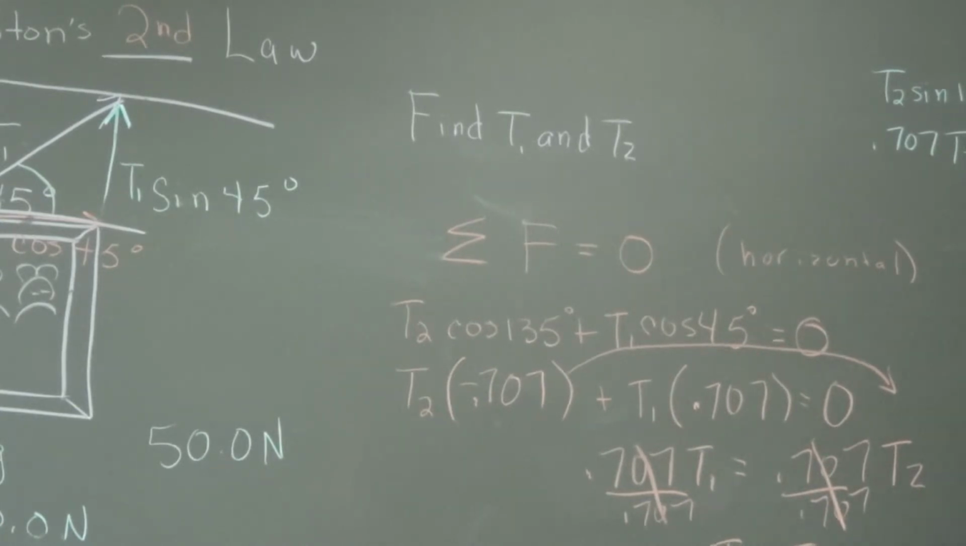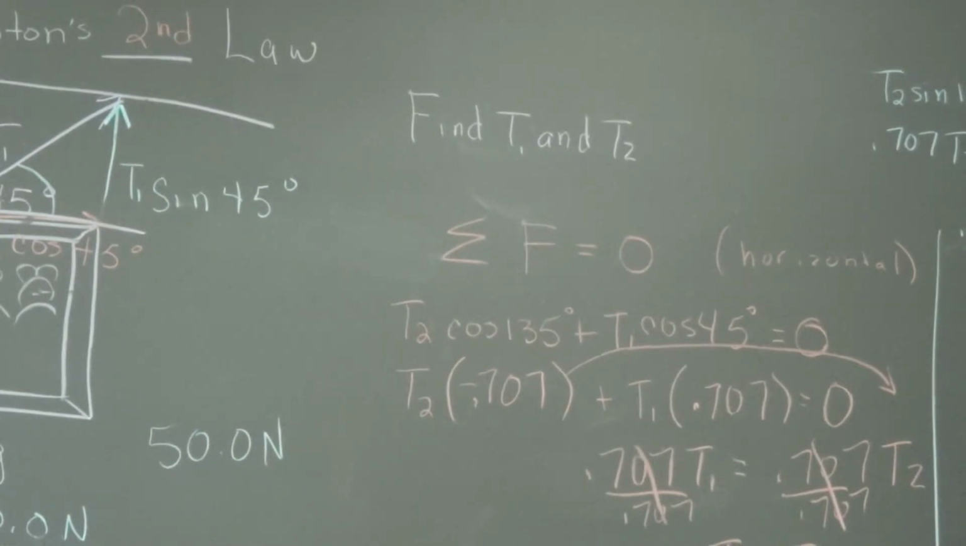So let's start going down this rabbit trail, and hopefully it will lead somewhere where we can use this and solve. So let's move the 50 over. 0.707 T2 plus 0.707 T1 equals 50. And now I can't go a whole lot further because T1 and T2 are different terms. I can't add them.